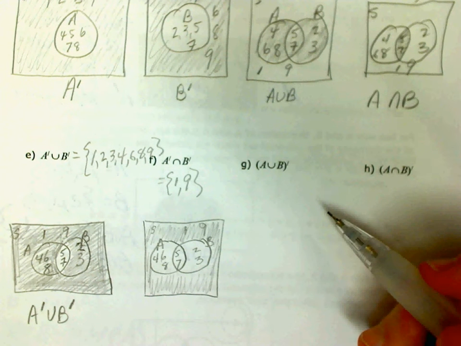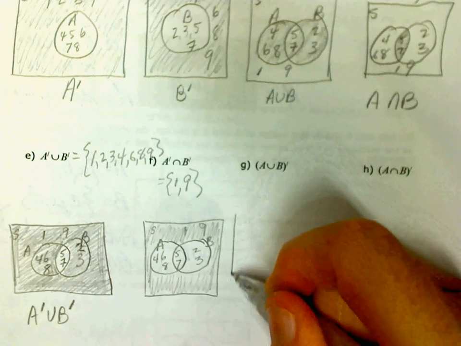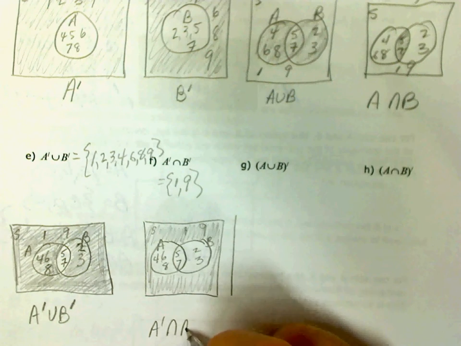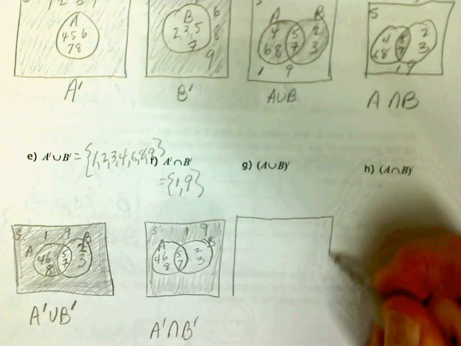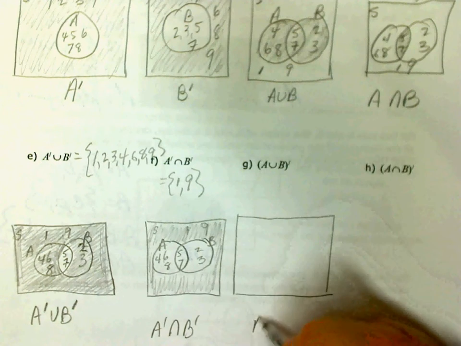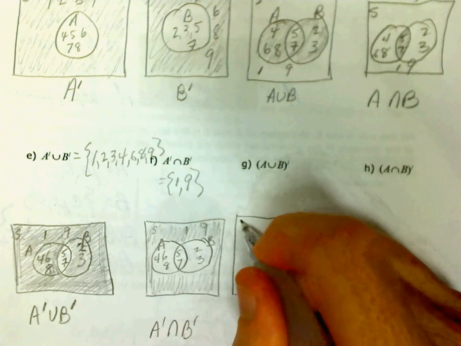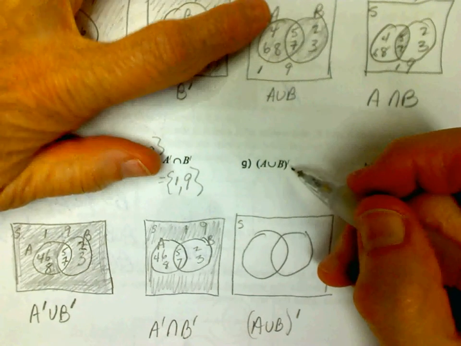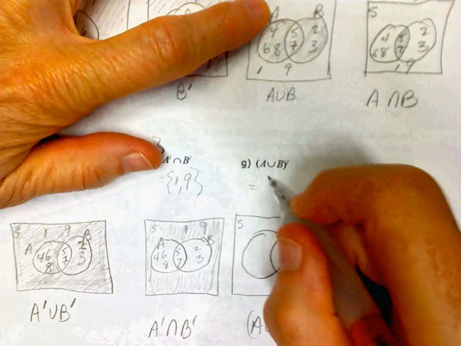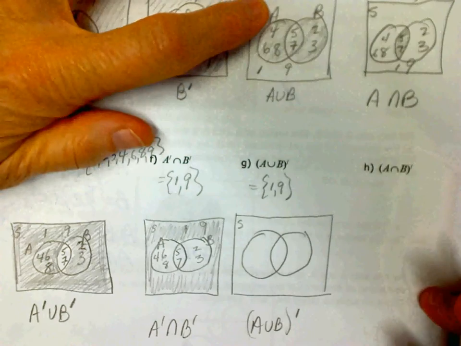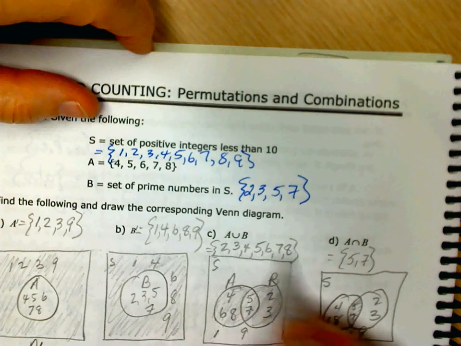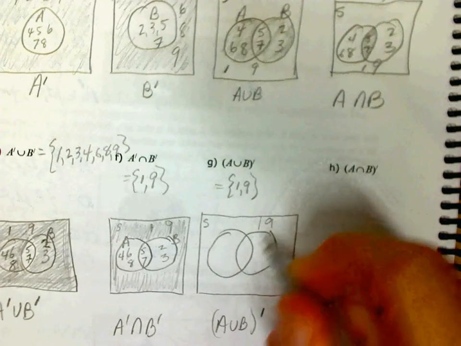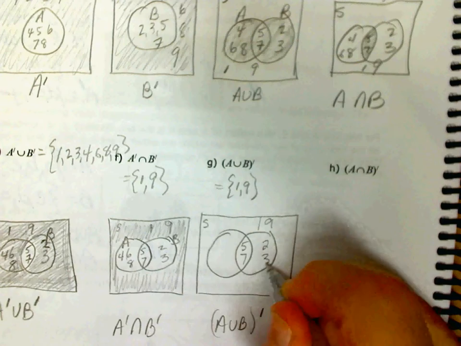Never mind. Okay. A union B naught. This is A naught intersection B naught. You should label it. Just get the basics down here. A union B naught is going to be 1 and 9, right? Because everything outside of A union B, it's just 1 and 9. So it's 1, 9. This is 5, 7, 2, 3, 4, 6, 8. And we're just going to shade the outside.